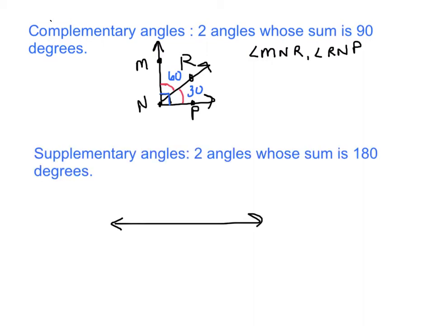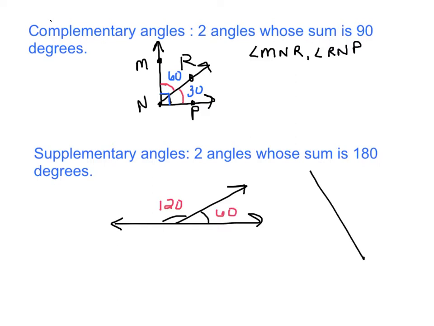Supplementary angles are 2 angles whose sum is 180 degrees. Now if you remember, 180 degrees is a straight line. So if I have 2 angles that make up that straight line, for example this angle here and this angle here, they are supplementary. So this one, for example, could be 120, and this one could be 60. And 120 plus 60 gives you 180.